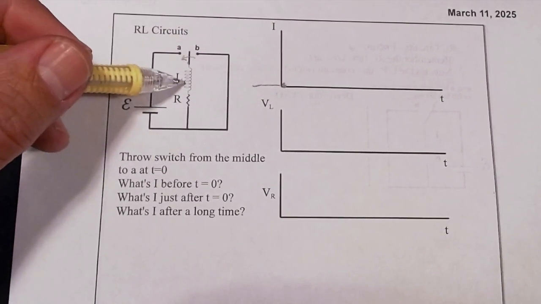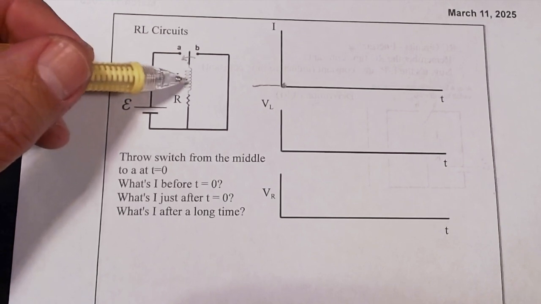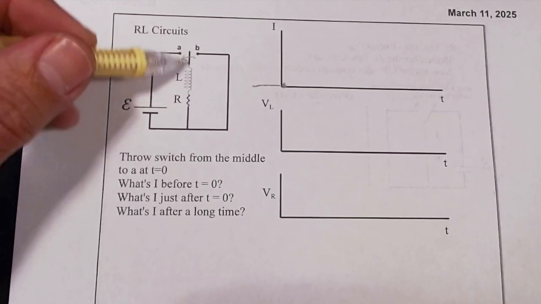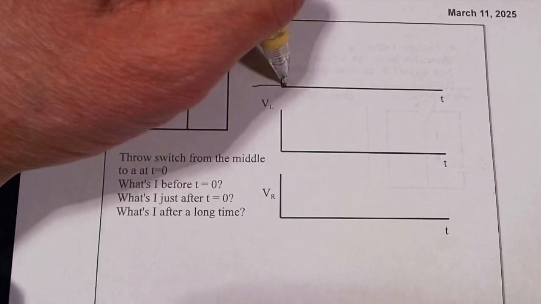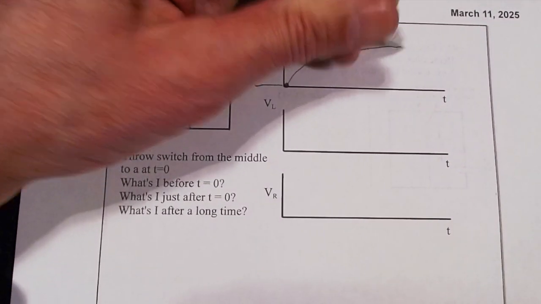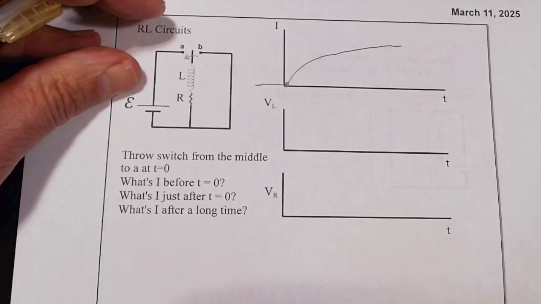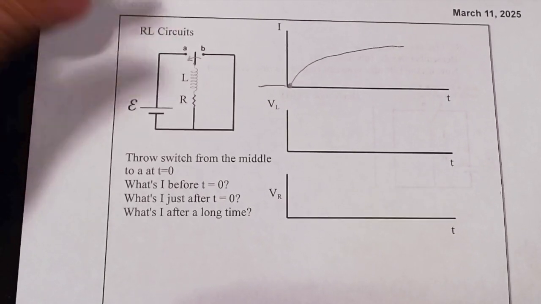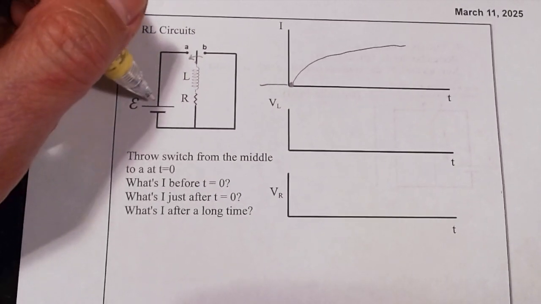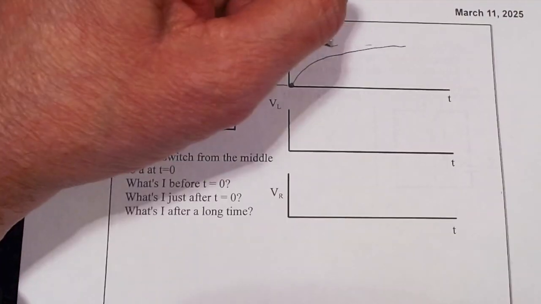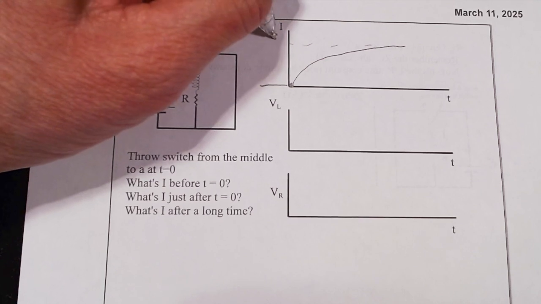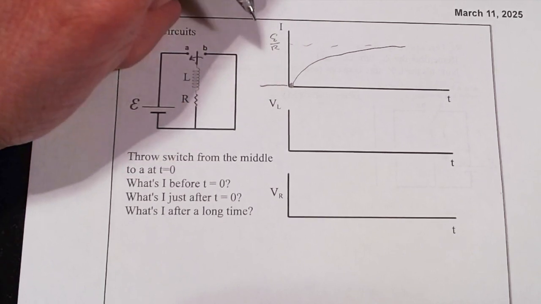As time goes on, more and more current goes through there until this behaves just like a wire. And so all the delta V is across the resistor. So it's going to have that nature. Okay? And at the very end, the current is going to be this epsilon divided by R. So it's going to asymptotically approach epsilon over R.